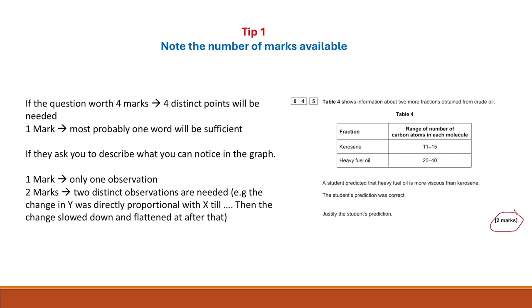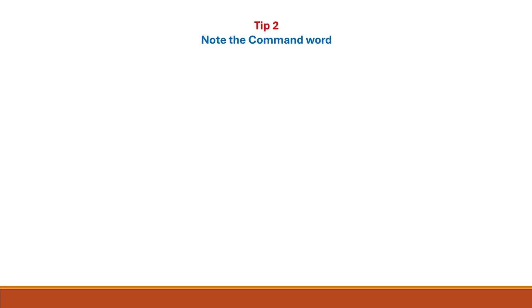So for the 2 distinct points, you cannot just say that increasing the number of carbon atoms, or the size of the alkane, means there is an increase in the viscosity, because that's 1 point or 1 mark. Then the second point has to be that the heavy fuel oil has a larger number of carbon atoms, or larger molecules, than kerosene. Tip number 2, note the command word.